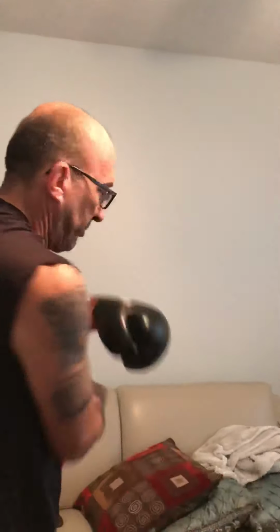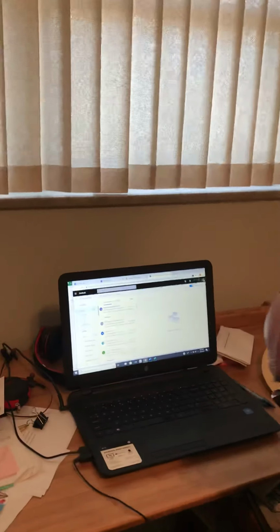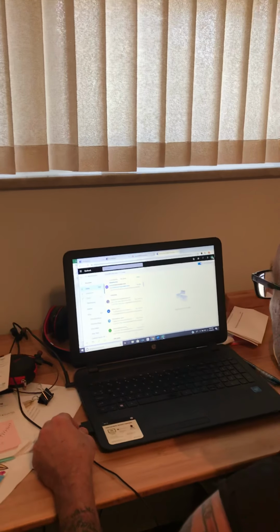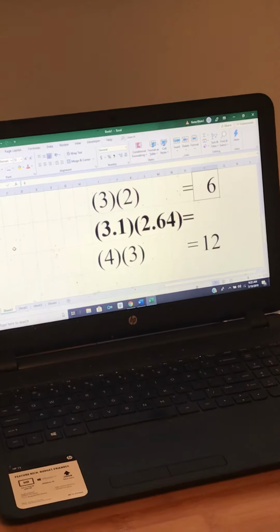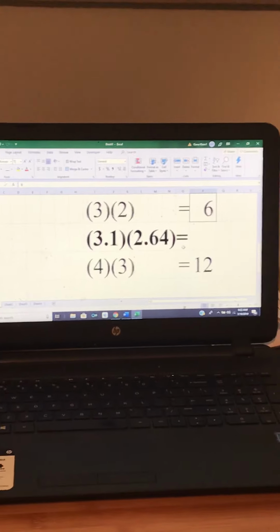Nobody does. Okay, so I've set something up in Excel, which is kind of a pseudo PowerPoint, if you will. Let me just bring it up. My beautiful assistant dropped my mouse, and we're going to get to Excel. Here we are. Okay, as you can see, I have in bold 3.1 times 2.64 equals.